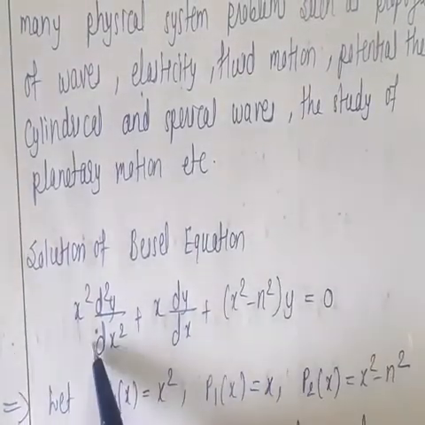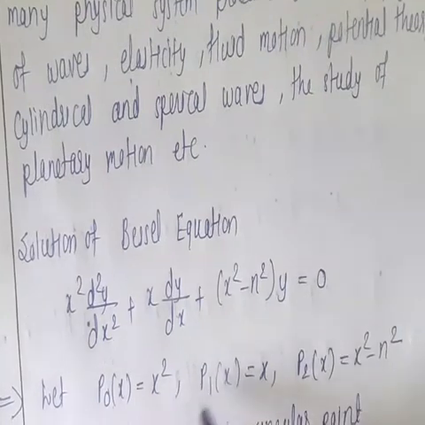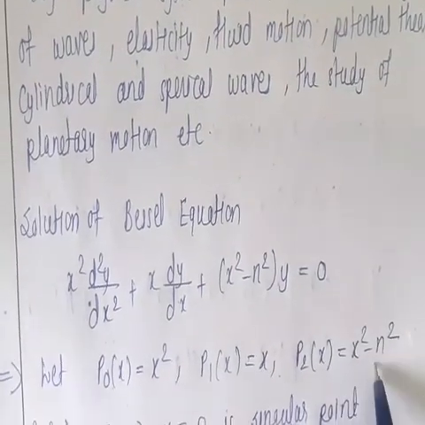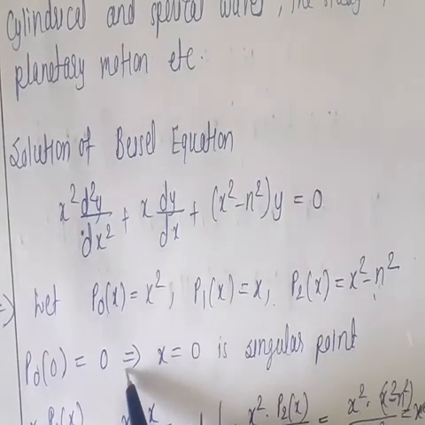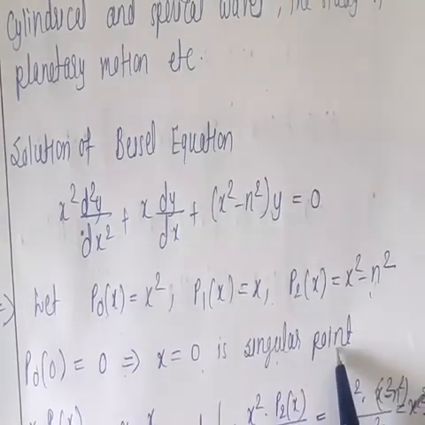Now the solution of Bessel equation: x square multiplied by d2y by dx square plus x into dy by dx. So from this, p0 of x is x square, p1 of x is x, and p2 of x is x square minus n square. So what is p0 of 0? It is equal to 0. So x equal to 0 is a singular point.